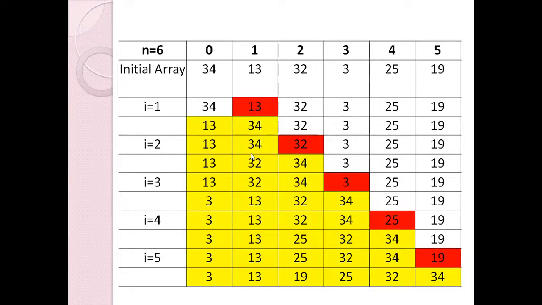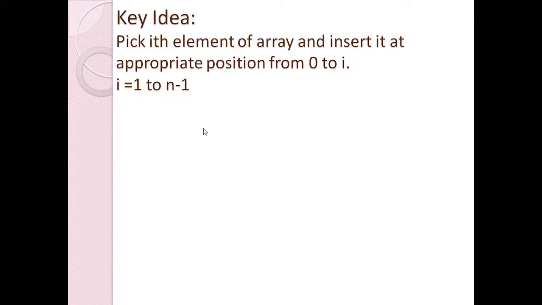Once you are comfortable with the example and you can show the element positions after each step, then you can summarize insertion sort in this key idea: pick up the ith element of the array and insert it at the appropriate place from 0 to i, and your i will move from 1 to n minus 1. So initially you will do for i equals 1, then i equals 2, and finally i equals n minus 1, where n is your number of elements. So pick up the ith element and insert it at the appropriate position from 0 to i.